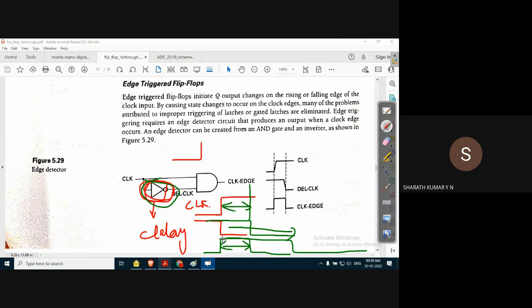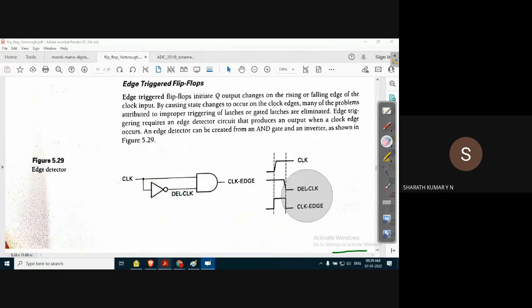Ideally it should have been 0. Practically, the output of the AND gate should never become equal to 1. But because of the delay in the inverter circuit, here it is. Okay.